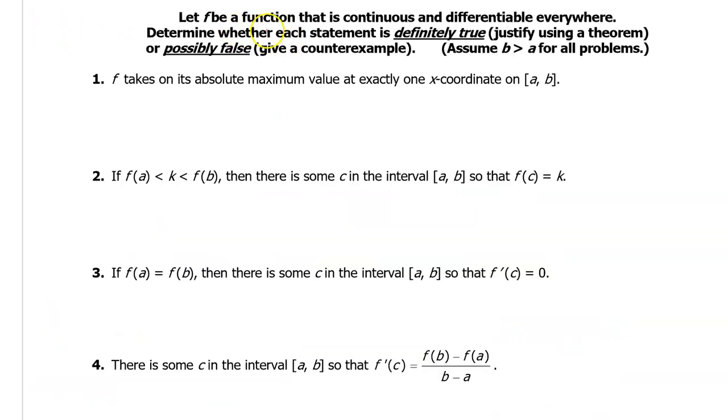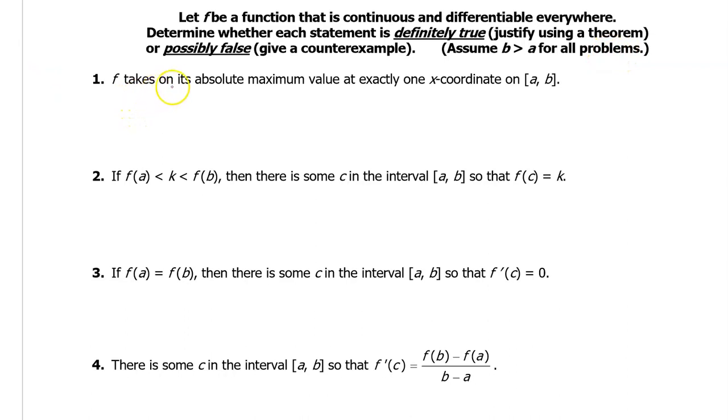Let f be a function that is continuous and differentiable everywhere. Determine whether each statement is definitely true, justify using a theorem, or possibly false, give a counterexample. Assume that b is greater than a for all problems.